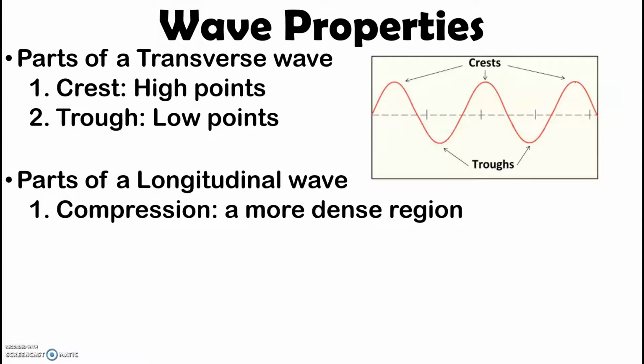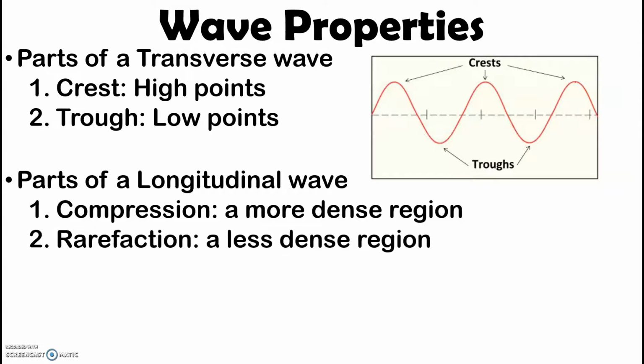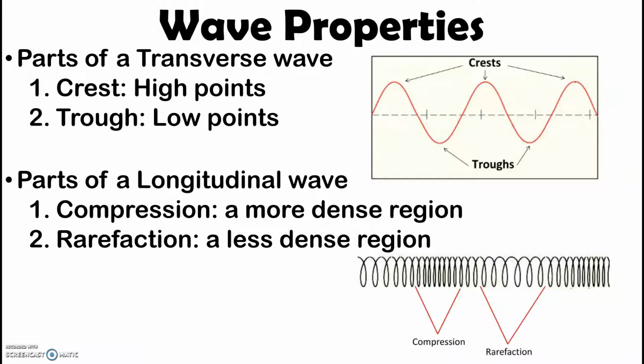Longitudinal waves don't have crests and troughs. We call them compressions and rarefactions. So a compression obviously is where it's compressed, and a rarefaction is where it is stretched out. The way I remember that is the springs are more rare. There's not as many springs in a rarefaction, or the less dense region.